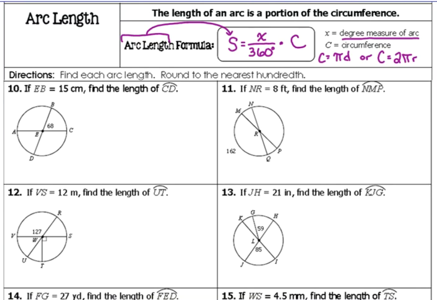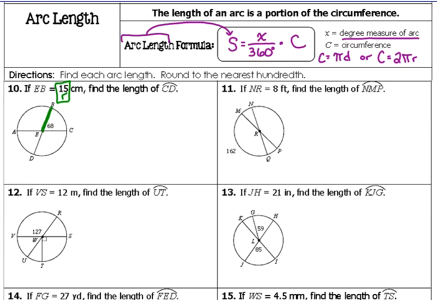Okay, so let's use this. Find each arc length, round to the nearest hundredth, so 2 digits after the decimal place. Let's look at number 10. If EB is 15, so go to your picture, figure out what EB is. Is it a radius or is it a diameter? It's a radius. So I'm going to make a note of that, so that here in a second, when I plug in my formula, I know which one I'm using.